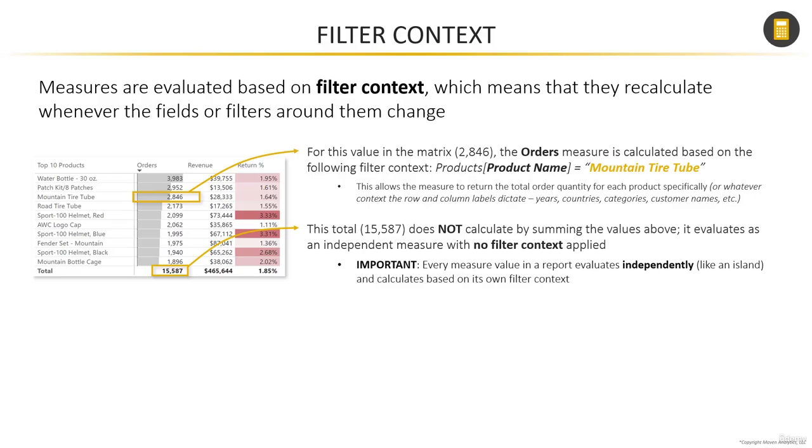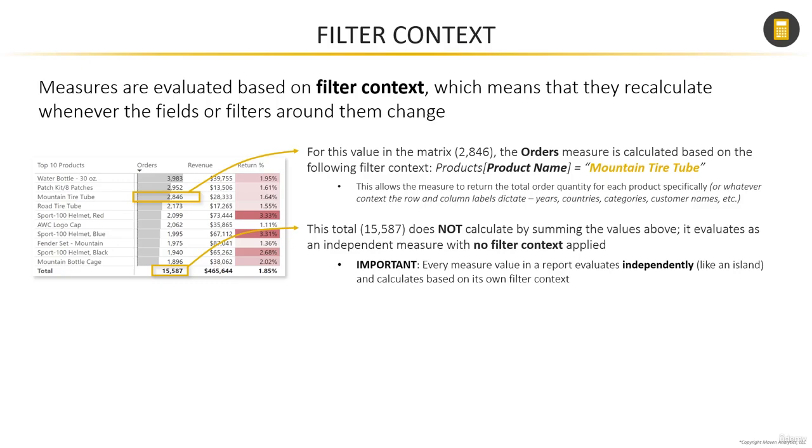So again, pretty straightforward, but what might not be quite as straightforward is the fact that total or grand total values are not simply calculated by summing or averaging, or whatever the aggregation method is, the values above, right? They're calculated as their own unique measures. So in this case, since we aren't calculating orders for a specific product in the total row, we're essentially taking that filter context of the product name and just ignoring it. Right? At a total row, there is no specific or individual product filter context.